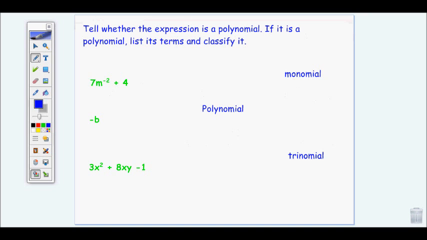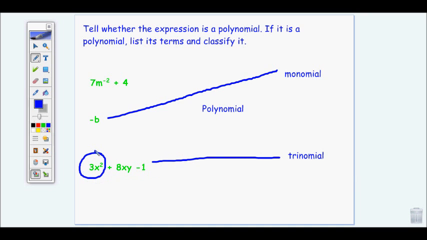So, first thing in example 1 is just tell whether the expression is a polynomial, and if it is a polynomial, list its terms and classify it. So, first of all, we'll find the monomial. Let's draw a line. So, the monomial is going to be the negative b. The polynomial, I'm not sure because that could go for any one of these. The trinomial, I see this one here, has 3 terms.